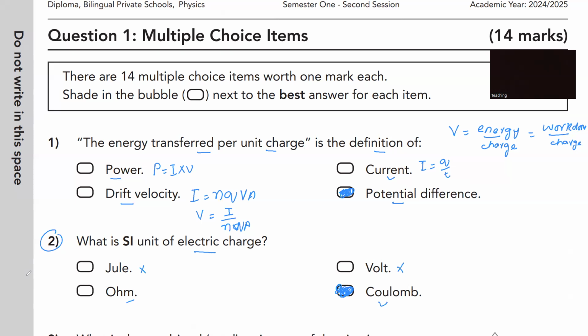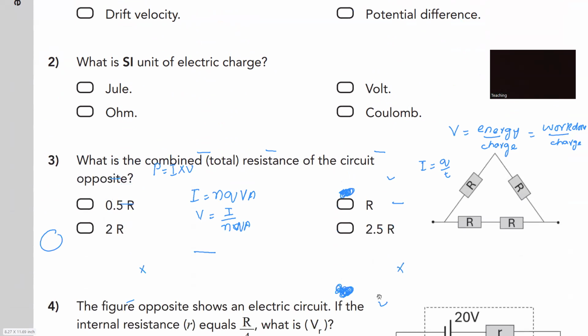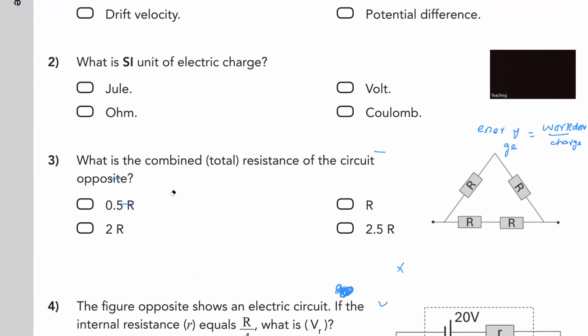Okay, so now we have to move on. This is one of the difficult questions, question number three. Now focus on this question, and we have to solve this complicated circuit. The question is, what is the total resistance of this circuit? So how can we find out the total resistance?